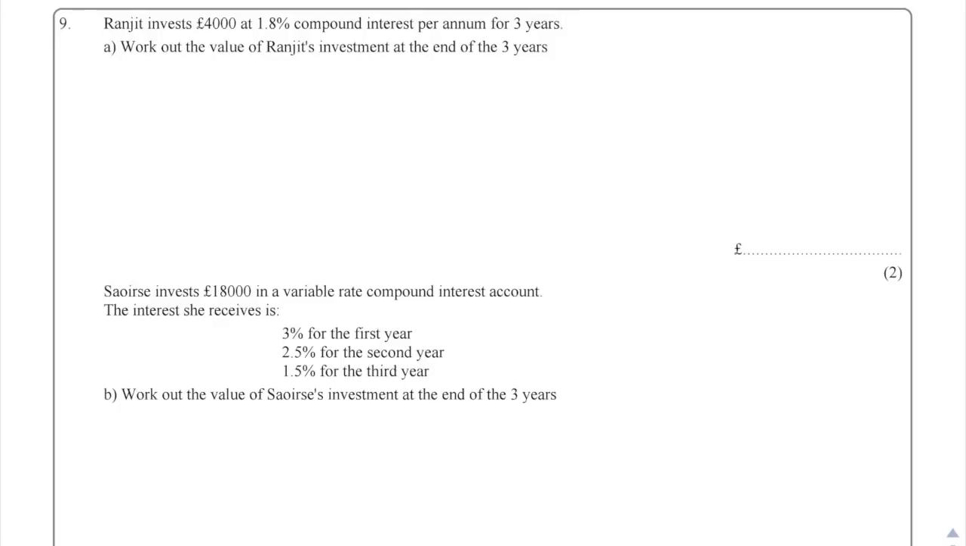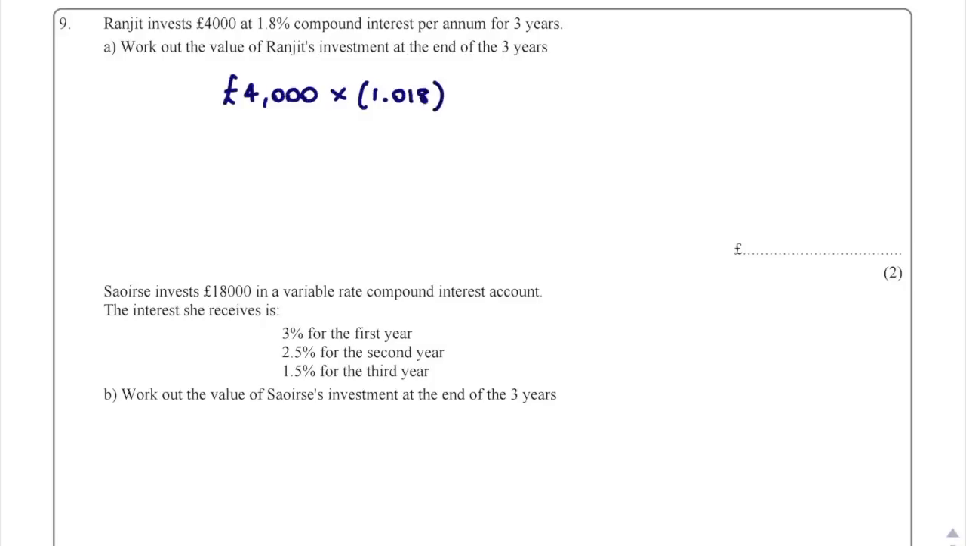Question 9 says Ranjit invests £4,000 at 1.8% compound interest per annum for 3 years. Part A says work out the value of Ranjit's investment at the end of the 3 years. So he starts off with £4,000, and we're going to increase his account by 1.8% interest at the end of each year. So to increase £4,000 by 1.8%, we're going to multiply it by 1.018.